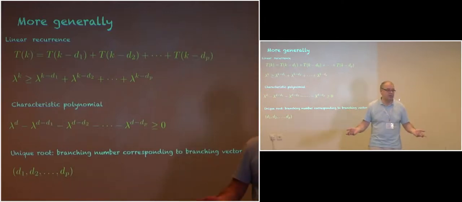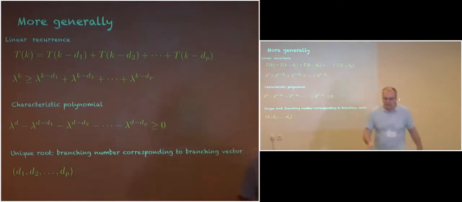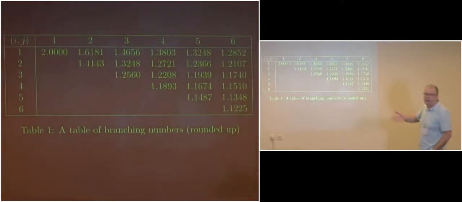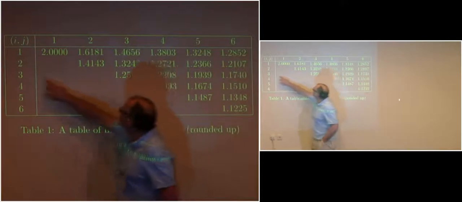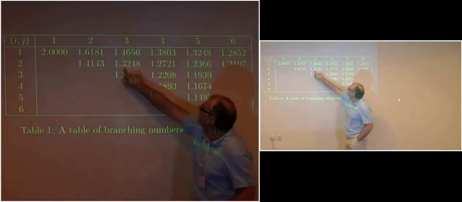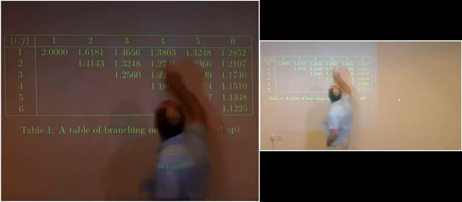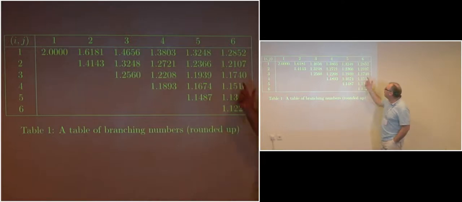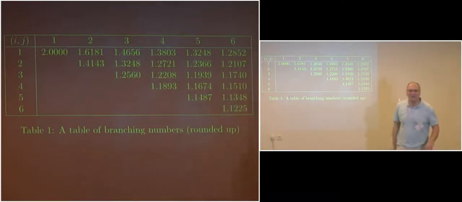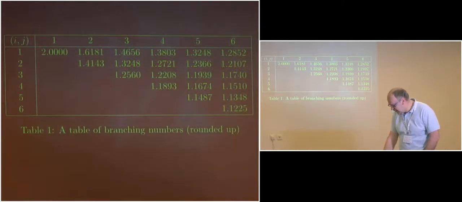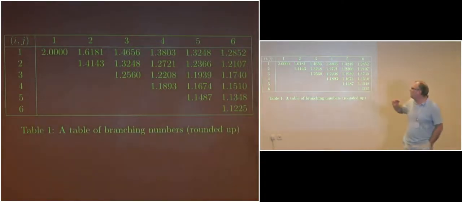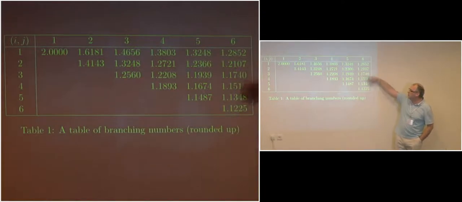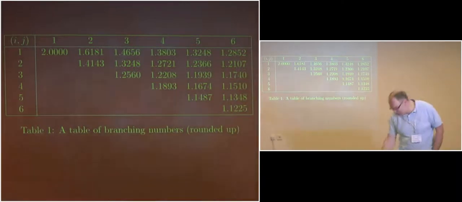Which one is better? I can tell you: for (2, 3) the root is 1.3248, and for (1, 4) it is larger. So (2, 3) is better. But what is better, (2, 5) or (1, 4)? Anyhow, if you have a branching algorithm which uses branching vectors up to (1, 5), you can just check in our book. It's there, so you don't have to write your own program for that.